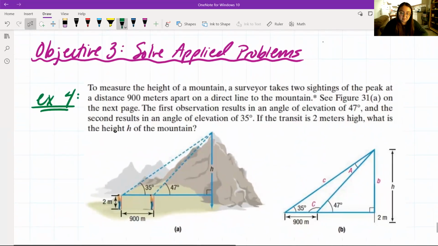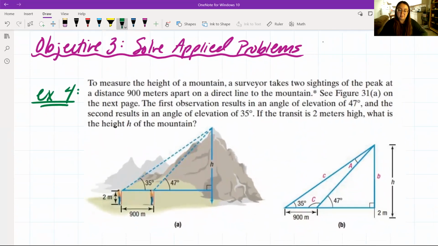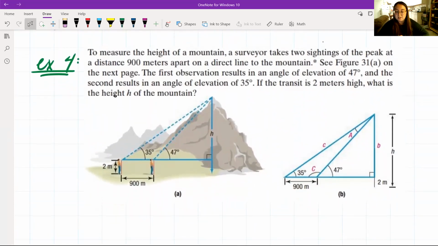Moving on to our last objective, objective 3, we want to solve some applied problems. So example 4: to measure the height of a mountain, a surveyor takes two sightings of the peak at a distance of 900 meters apart on a direct line to the mountain. See figure 31A. The first observation results in an angle of elevation of 47 degrees, and the second results in an angle of elevation of 35 degrees. If the transit is 2 meters high, what is the height h of the mountain?